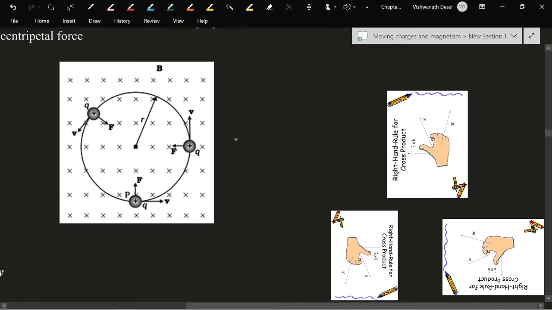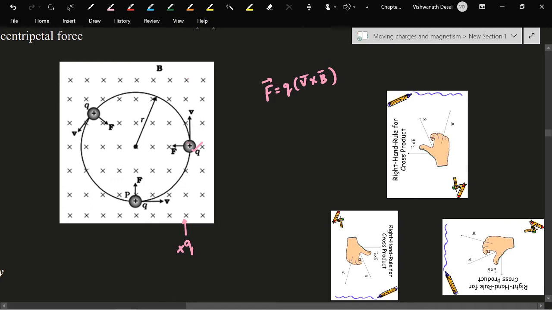In such a field, the charged particle is entering. The charge plus Q has started entering it. So when a charged particle enters it, somewhere here it came, does it experience a force or not? It experiences a force, magnetic force, and that force is given by F is equal to Q into V cross B, right? This is the force it experiences.